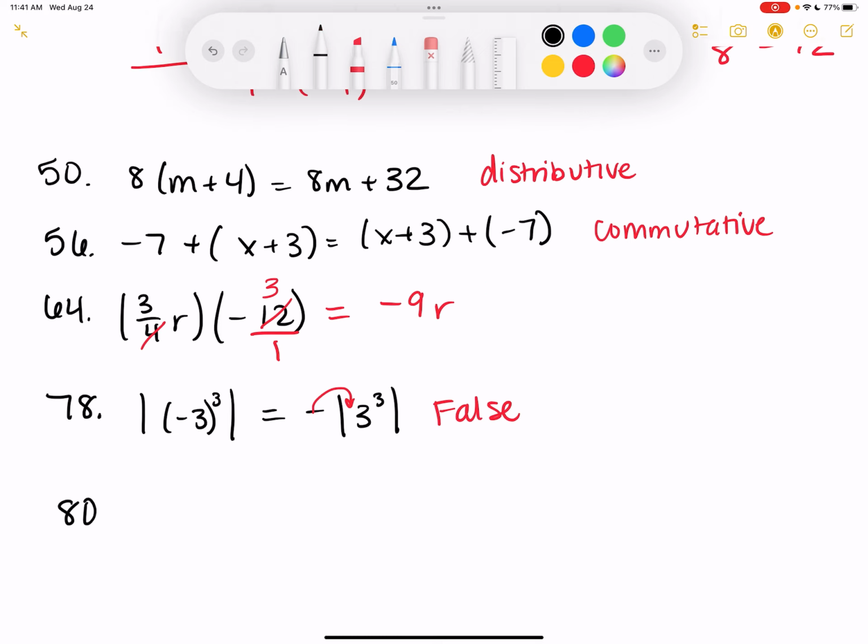All right, last one. Yay! The absolute value of negative 14 over the absolute value of 2 equals the absolute value of negative 14 over 2. True or false? That one's true. True. Yay.